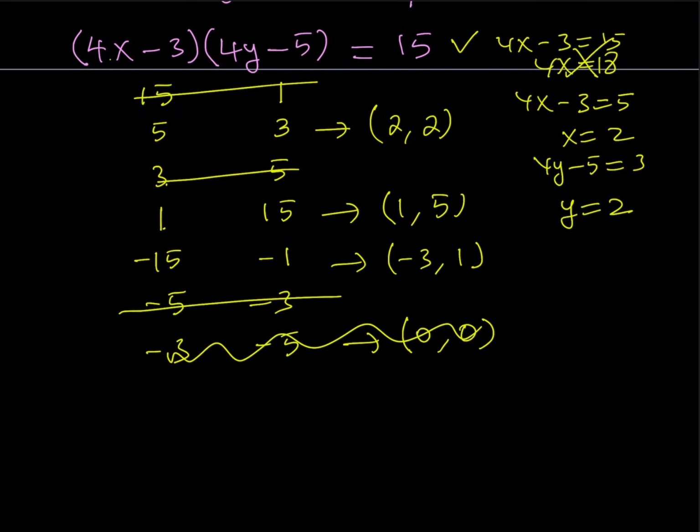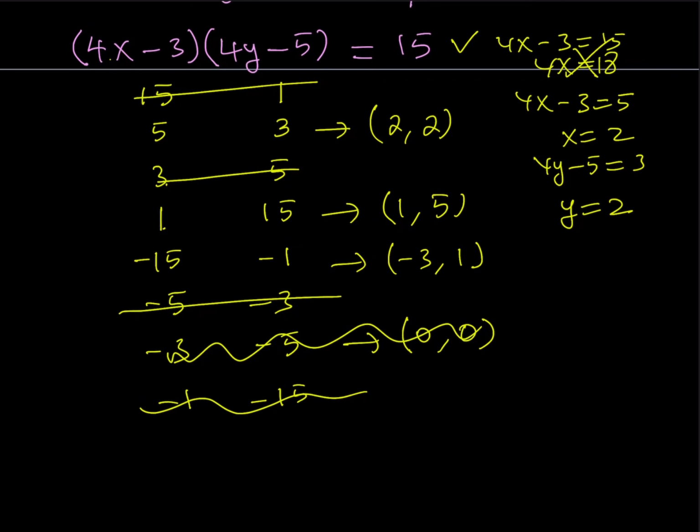So far we got 3 solutions. Are there any others? Let's go ahead and check it out. What happens if I use negative 1 with negative 15? That means 4x minus 3 is equal to negative 1, but if you add 3 to both sides, you get 4x equals 2. Again, that's not going to give you any integer solutions. Therefore, we end up with 3 integer solutions.